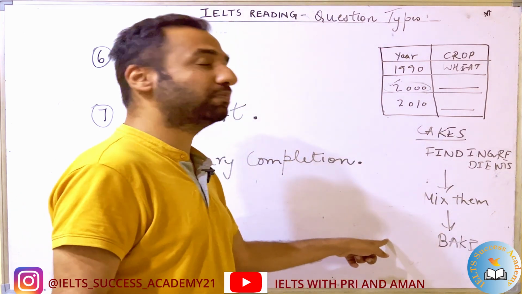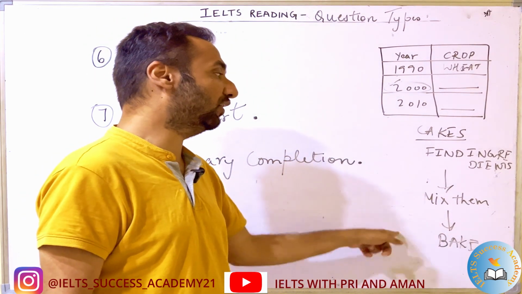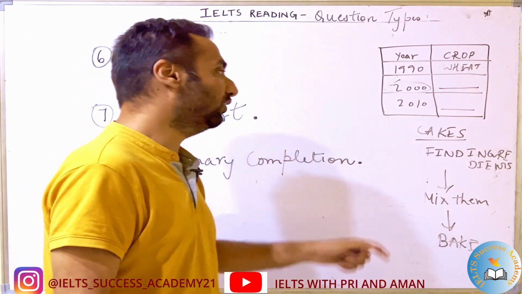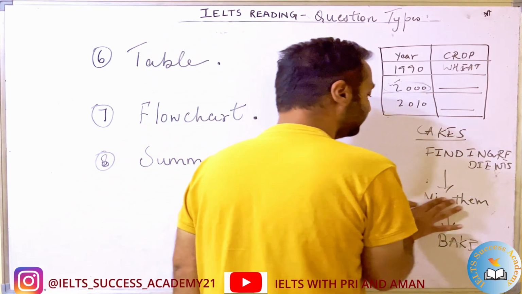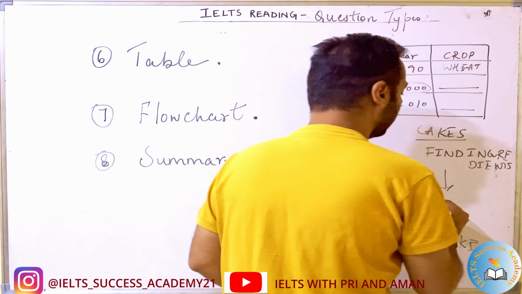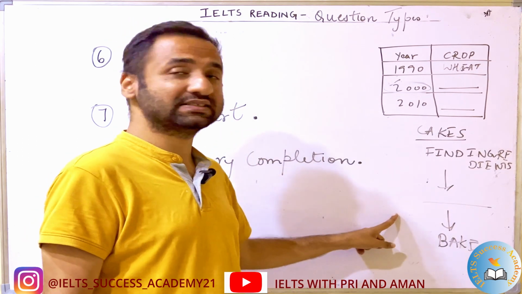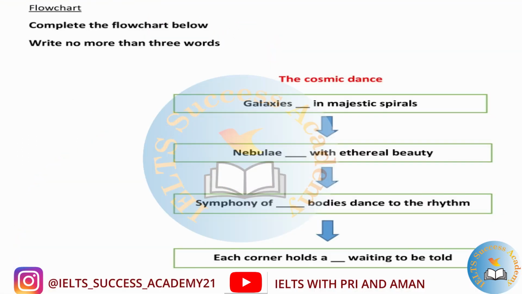This is just a simple flow chart of how to bake a cake. Okay, so in the question, what will happen, you will have something like this. You'll have a blank, and you have to fill in the next step. If you look at the question, it states: Complete the flowchart below. Write no more than 3 words. Okay, so we look at question 1.